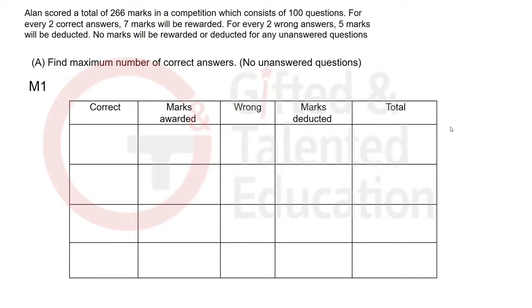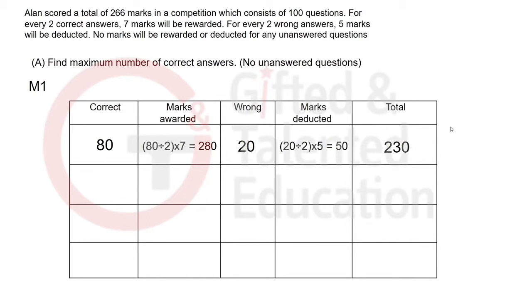We can try 80. So given 80 correct answers, the marks awarded would be 280. Since there are a total of 100 questions, if 80 questions are answered correctly and there are no unanswered questions, the rest of the questions must be answered wrongly, giving us 20, and the marks deducted from these 20 questions would be 50. Hence, the total score would be 280 minus 50, giving us 230. We know that this is not his total score because his total score is 266 and 230 is smaller than 266. So we should try to increase the number of questions answered correctly.